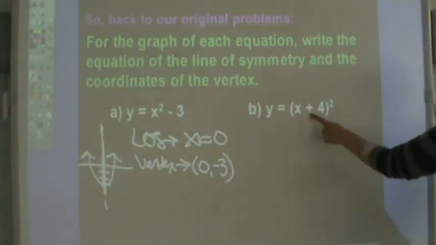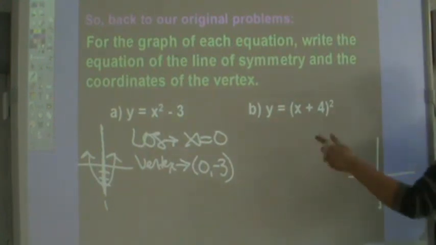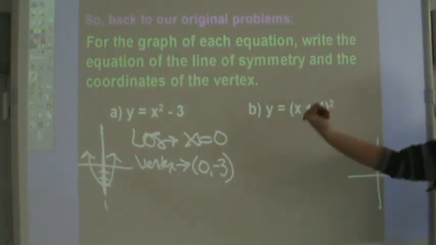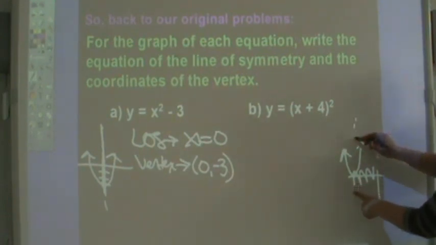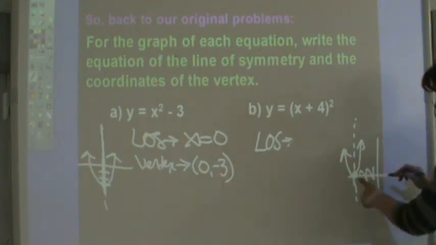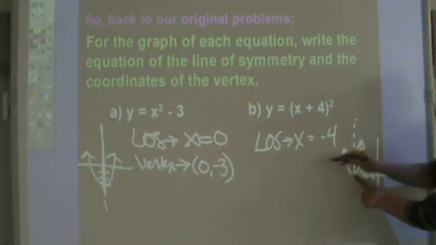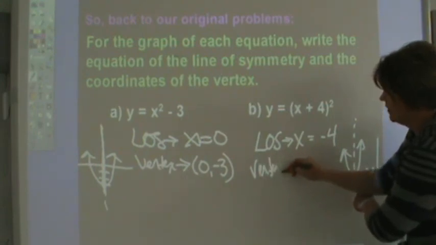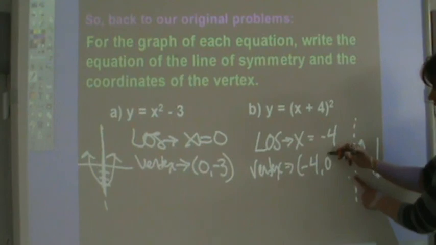Okay? This one, it's in parentheses. That means it's moving left or right. And it's the opposite of what you would think. So if it's plus 4, that means it's moving left 4. It's positive out front. That means it's opening upward. All right, so now let's think about this. The line of symmetry would be right here. So it would be x equals negative 4. And the vertex would be right here at negative 4, 0.